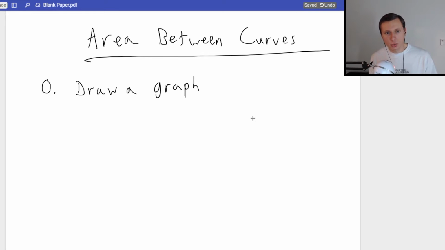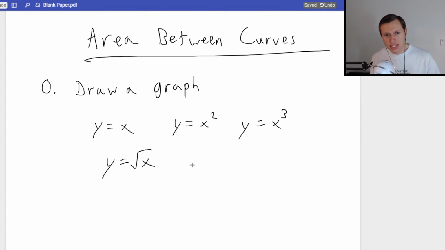You need to know what x squared looks like. You need to know what x cubed looks like. You need to know what the square root looks like. Let me just write these down real quick. You need to know y equals x. You need to know what y equals x squared looks like. You need to know what y equals x cubed looks like. You need to know y equals the square root of x. You need to know y equals e to the x. You need to know y equals natural log of x.